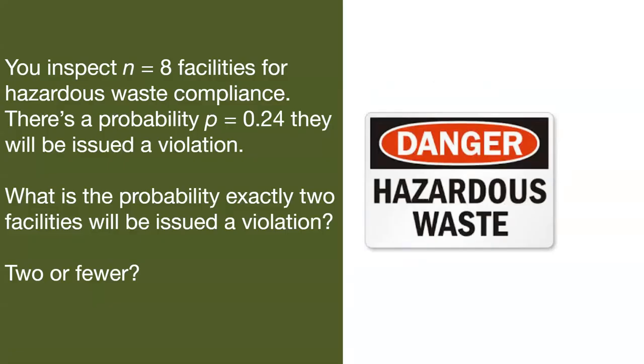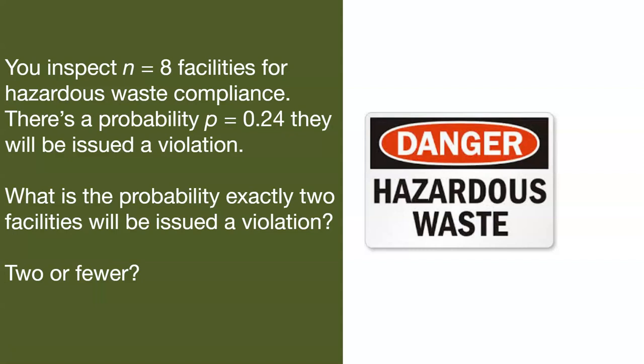We're going to go into some calculations for how to do this using this example. The first one asks for 2 different questions. So again, let's go back to the hazardous waste example. You're an environmental technician. Your job is to inspect facilities and to make sure that they're compliant with how they store hazardous waste. So let's say in a day, you can inspect 8 facilities for hazardous waste compliance, and there's a probability p equal to 0.24 that they will be issued a violation.